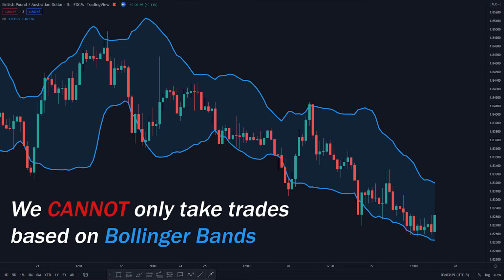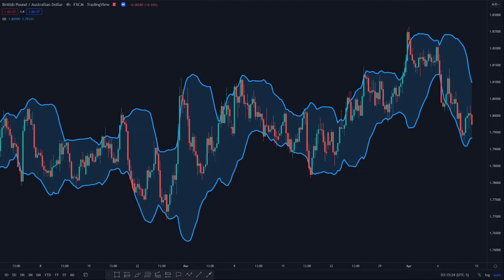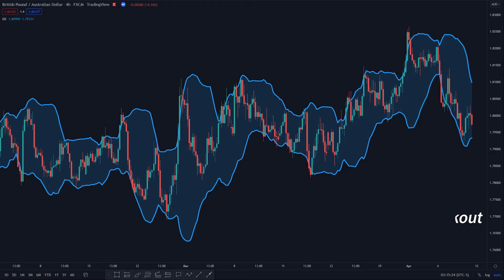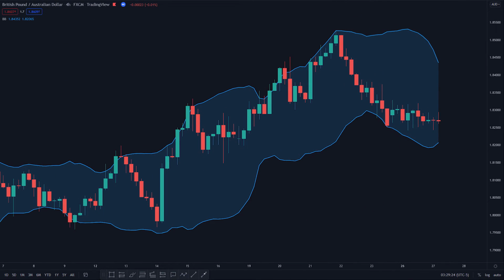Unfortunately, we cannot only guide ourselves just by a breakout from the Bollinger Bands. Trading every single breakout might lead to a low win rate and unnecessary losses in the long run if not performed properly, as there are many times where this indicator will give us false entry signals.